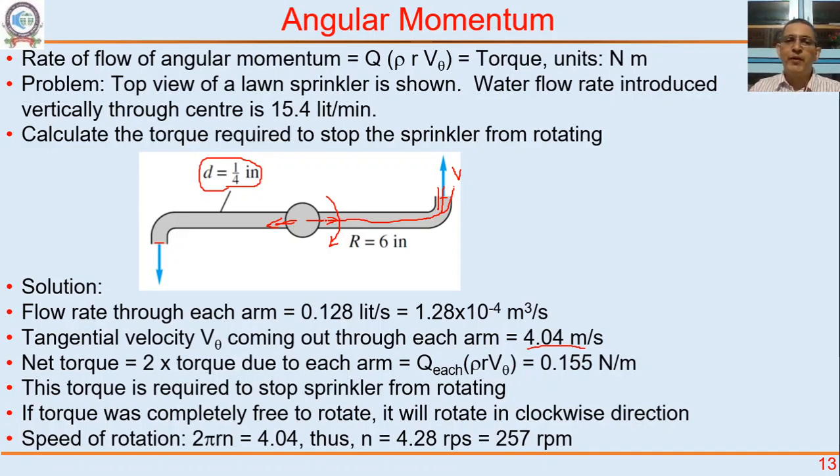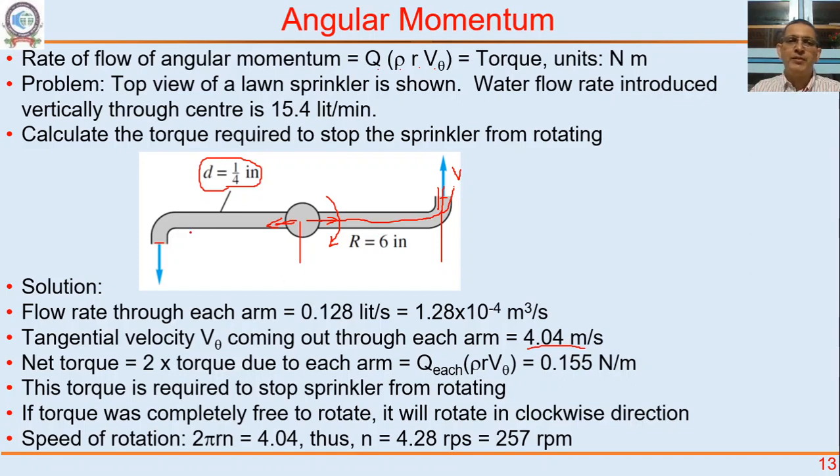Now we know 7.7 liters per minute is going here. That's Q multiplied by rho, the density of water. R is 6 inches, this distance. 6 inches is 15 centimeters, 0.15 meters. That's our R. And V theta is now 4.04. So you'll be able to calculate the torque arising out of the water coming from here, and the same torque will be from here. So it will be double.